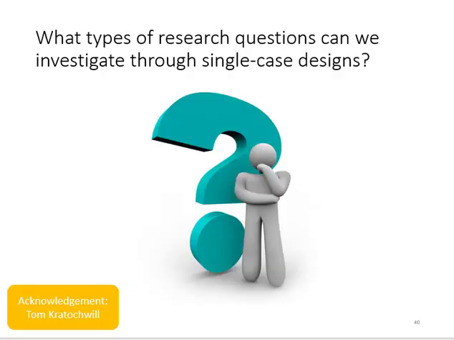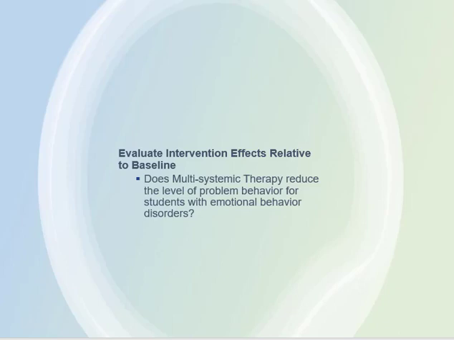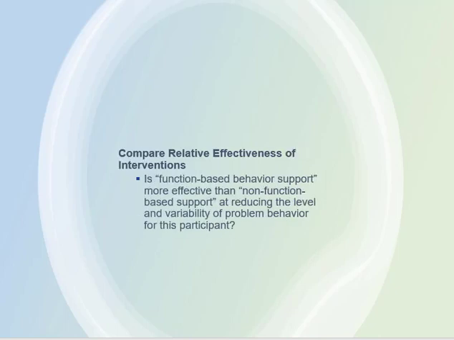What types of research questions do we investigate through single case design? Content acknowledgement to Dr. Tom Cradwell. A research question might evaluate intervention effects relative to baseline performance levels. For example, does multi-systemic therapy reduce the level of problem behavior for students with emotional behavior disorders? We might compare relative effectiveness of 2 or more interventions. For example, is function-based behavior support more effective than non-function-based support at reducing the level and variability of problem behavior for this participant?